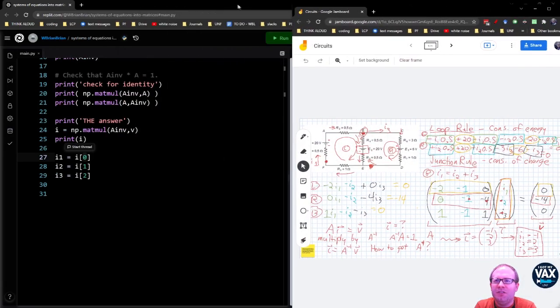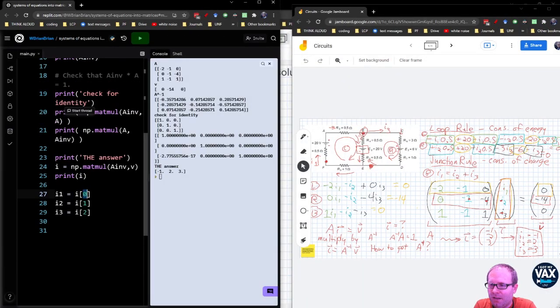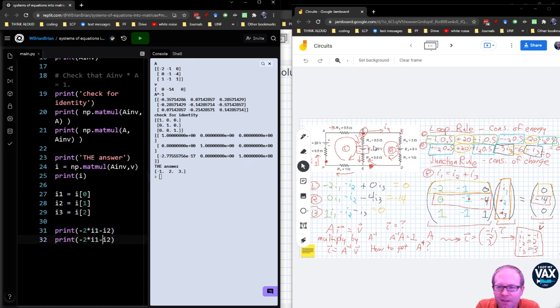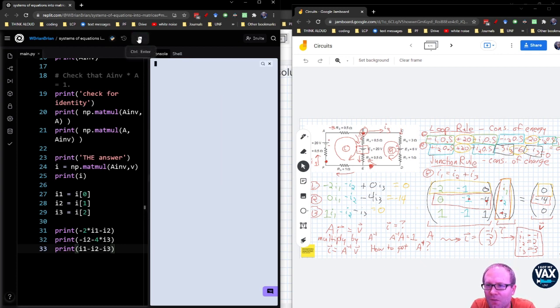Let's actually put these back into the original equations and make sure that we get the answers that we wanted. Let's try print. Let's take this first one of negative 2 times I1 minus I2. Let's take the second one. That's going to be print negative I2 minus 4 times I3. And let's have the last one print for us: 1 times I1 minus I2 minus I3. That should give us 0, negative 14, and 0. Drum roll, please.